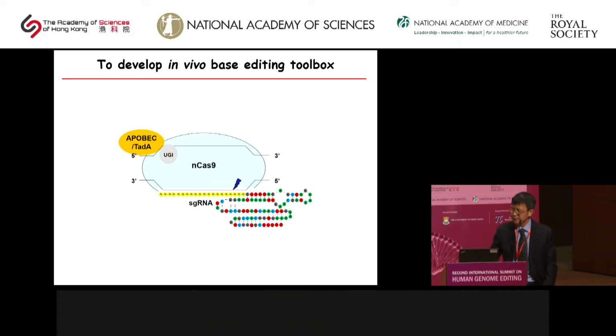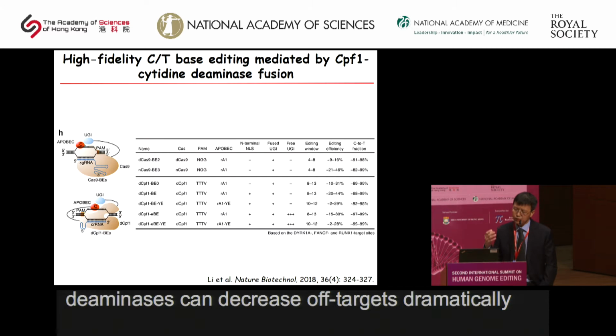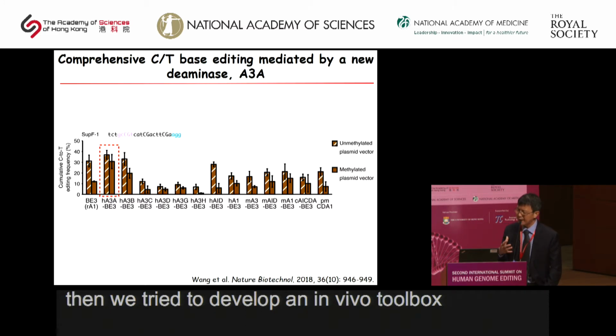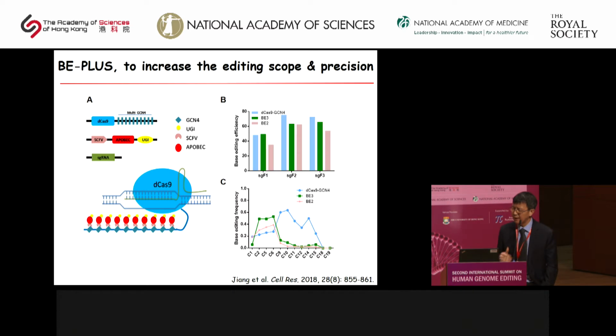Then, based on his group's work, we tried to develop an in vivo base editing toolbox. We first used another Cas9, Cpf1, and demonstrated high fidelity CT-based editing in vitro, in cell lines. Meanwhile, we replaced the APOBEC with another deaminase, A3A, which performs comprehensive CT-based editing in cell lines also.